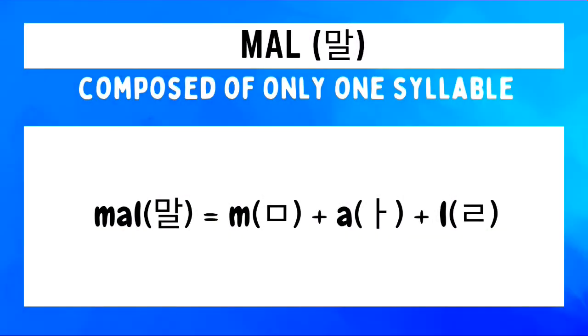How do we write mal in Hangul? This is composed of just 3 characters. The first character is a miyum character. It is followed by an a character, and then it is followed by a rieul character. And then we just need to combine these 3 characters to form the Hangul of the word mal.